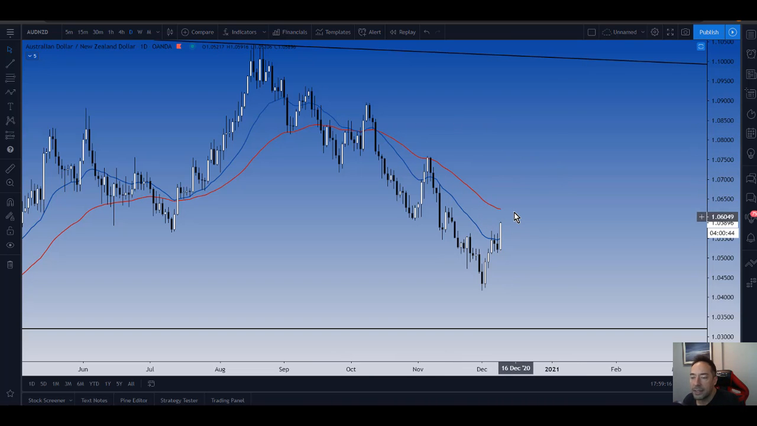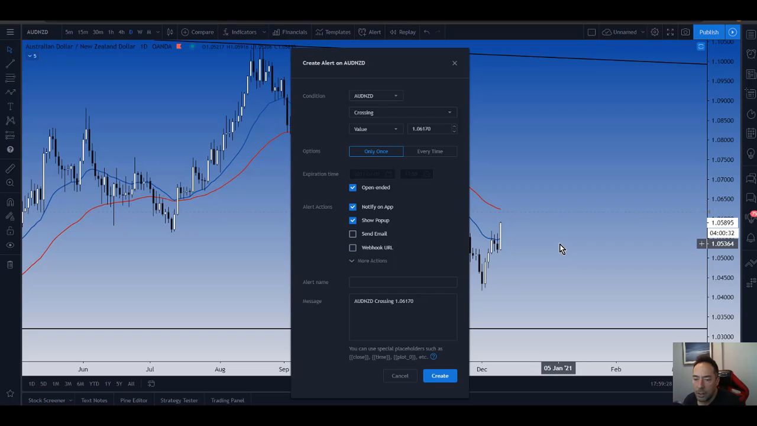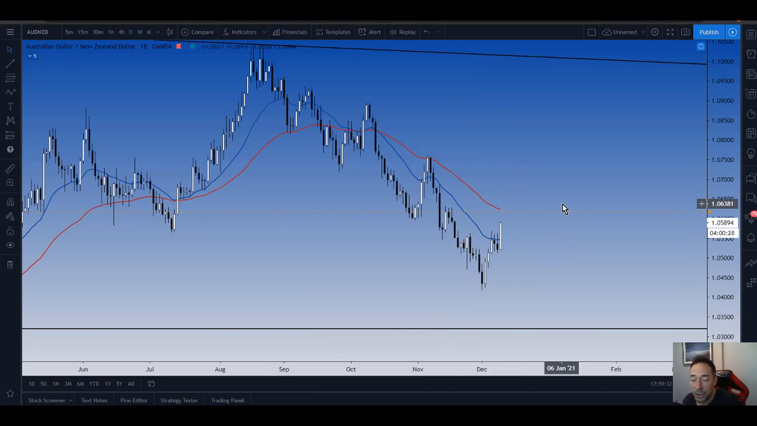So we're looking at this as a correction, and you can see last time it corrected, it came up into this 50 EMA on the daily. Might be worth just setting an alert somewhere around there, around about that 50 EMA on the daily again, just to see if we get a rejection. Okay, so keep your eyes on this, because it could have another impulse to the downside.